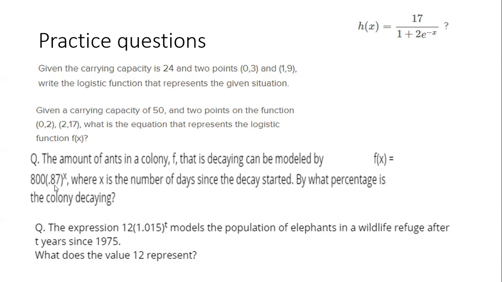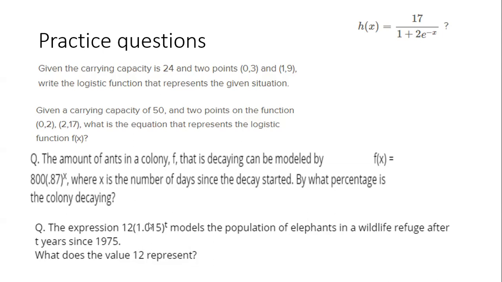So the rate at which it is decaying is 87%. You can understand, because it's 0.87 to the power x. So everything is going to be with respect to that. You have to put the decay rate with respect to the number of days. You have to bring in that factor.